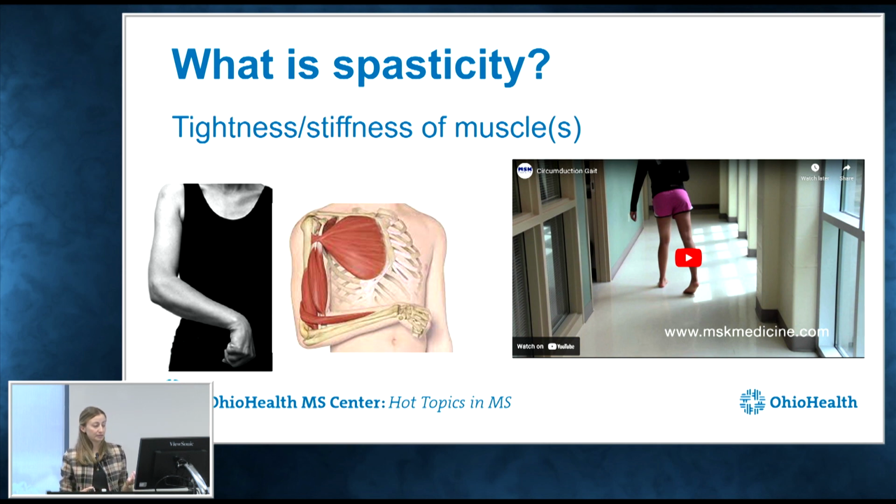You can see in these examples here on the left, this patient has spasticity in their arm that's causing their elbow to stay flexed, and also their wrists to stay flexed and fingers to stay flexed. Right next to it, you can see some of the muscles that might be involved in that spasticity. Sometimes it's a single muscle, a lot of times it's a group of muscles that are involved.